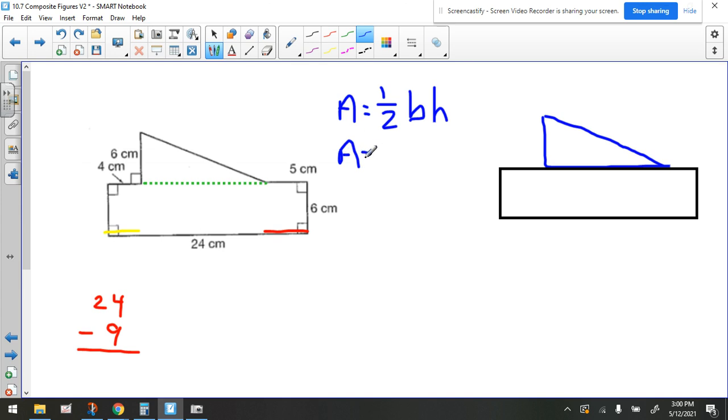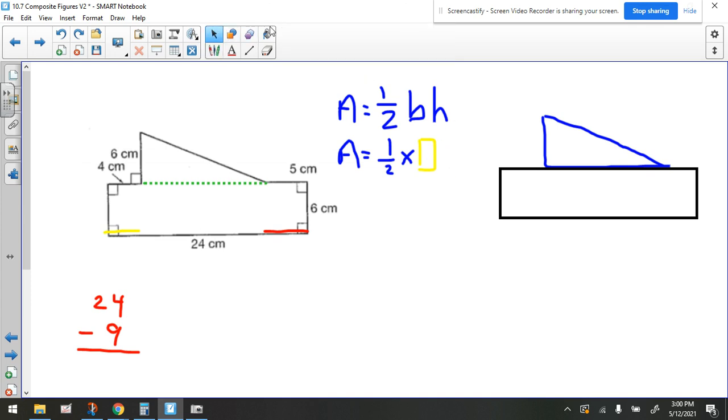Or area equals half, and then whatever this difference is, remember, that's going to be the base. So you're going to substitute that number. I'm just going to leave a yellow box, but you're going to do that. You're doing this and putting that number in this yellow box.